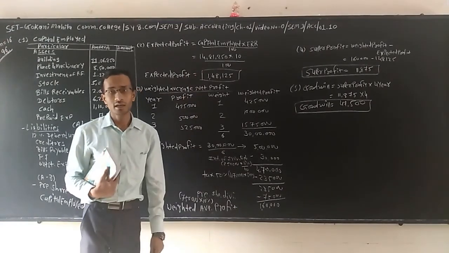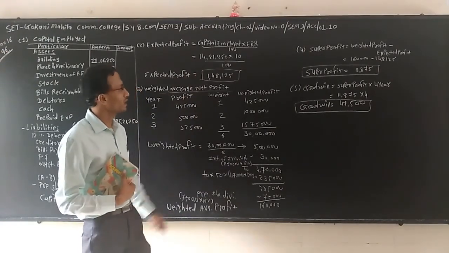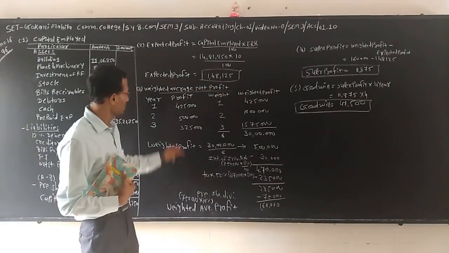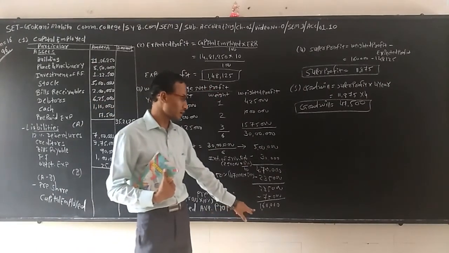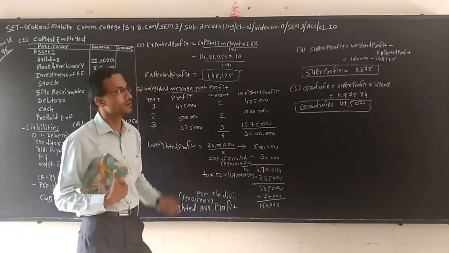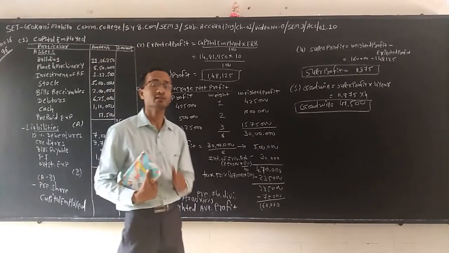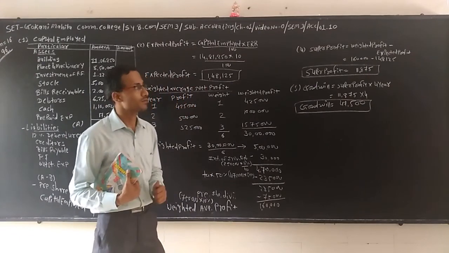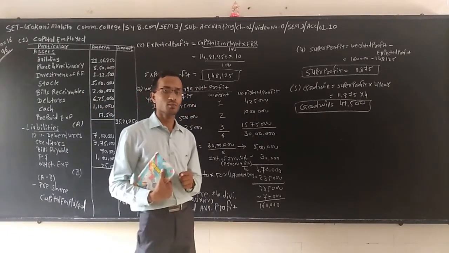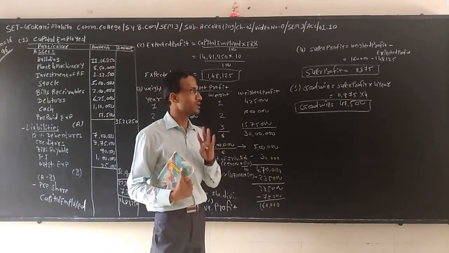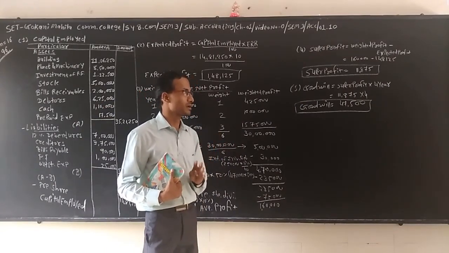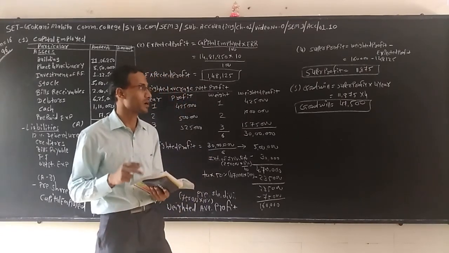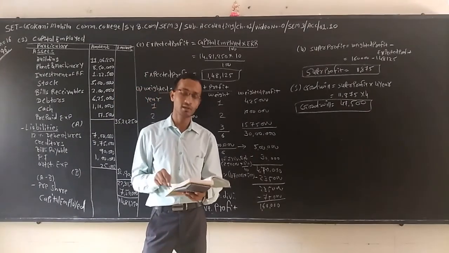Second point, expected profit: capital employed multiplied by expected rate of return divided by 100. So expected profit is 1,48,125. Third, weighted average profit 1,60,000. For super profit, 1,60,000 minus 1,48,125 is 11,875 super profit. And last point, goodwill: 4 years purchase, 11,875 multiplied by 4, 47,500 goodwill. Next section, sum number 17.